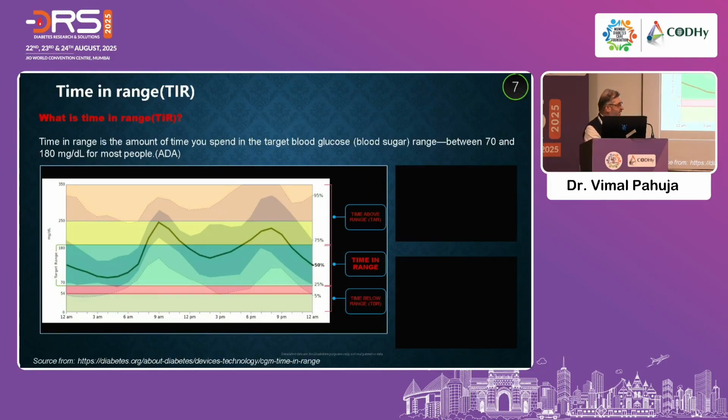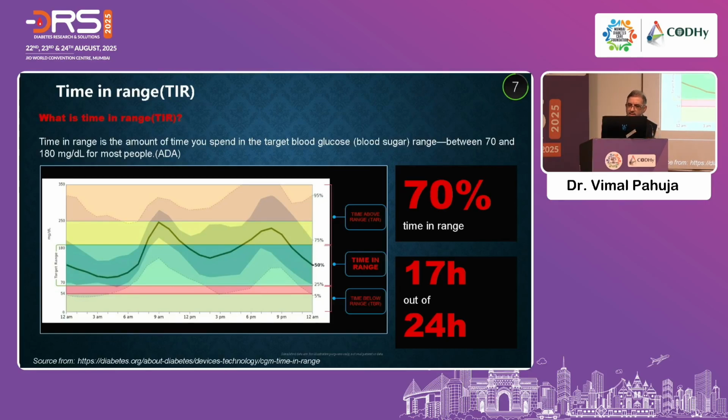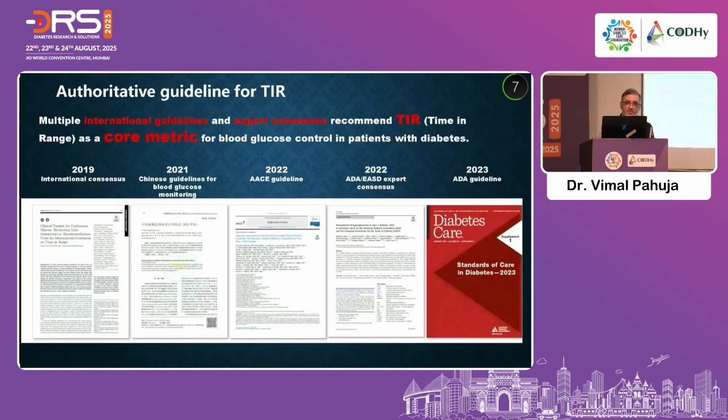Now, time in range is a concept which everybody knows. It's the amount of time you spend in a target glucose range, which is defined as 70 to 180 for most people, and it is around 17 hours of 24 hours total. So 17 hours of your entire day you should be spending in this range, and that will be equivalent to 7% HbA1c, which we say. Guidelines are very clear. Time in range is a core metric now, which is accepted for blood glucose control in patients with diabetes, and all the guidelines, maybe ADA, ESC guidelines, ACE guidelines, everybody has accepted this as a core metric.